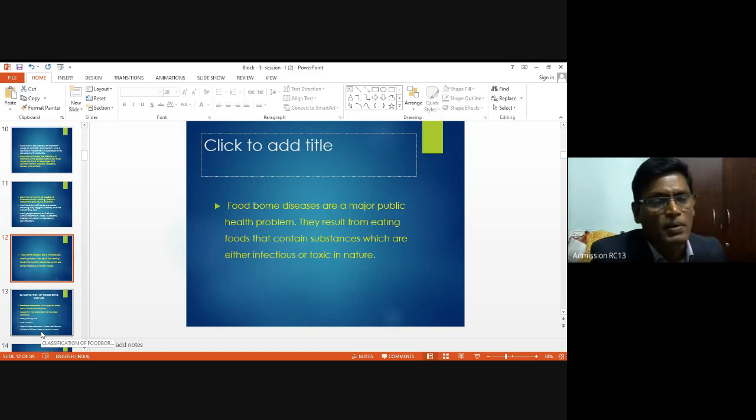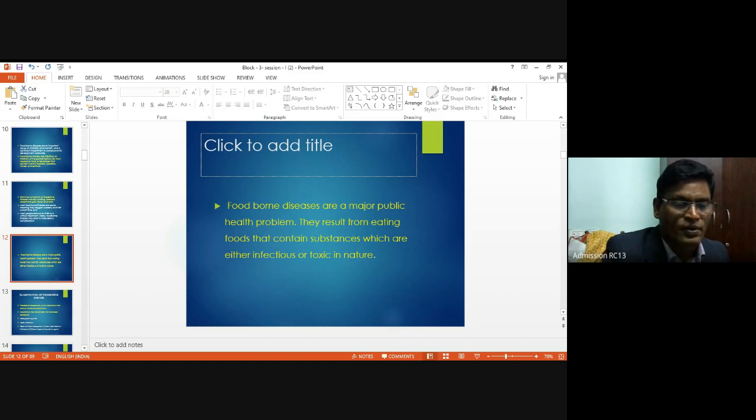Foodborne diseases are a major public health problem. They result from eating foods that contain a substance which is either infectious or toxic in nature.